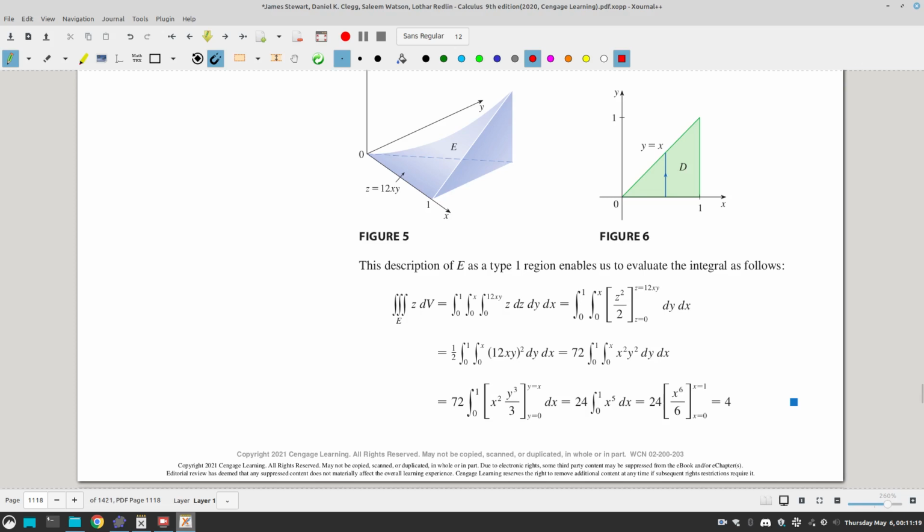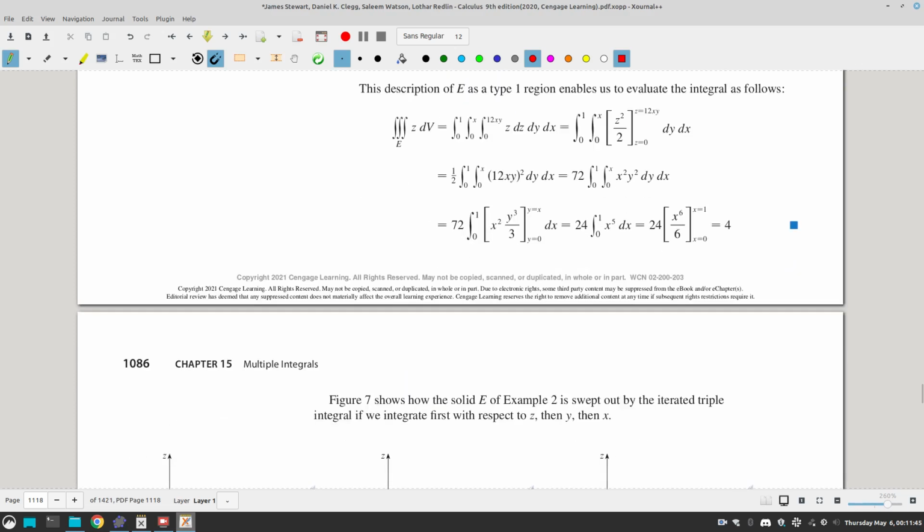When you integrate with respect to z, you get z squared by 2, and you integrate from 0 to 12xy, and you get a half times 144 x squared y squared, which is 72x squared y squared. Then you do the y integration: y cubed by 3, y goes from 0 to x, and you end up with 24x to the 5. Then you do the x integration, you end up with 4.